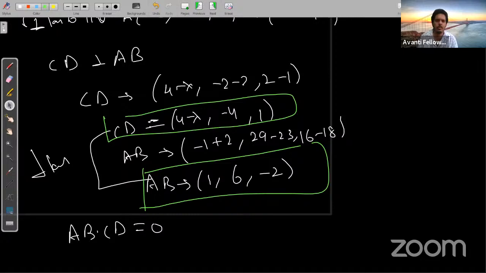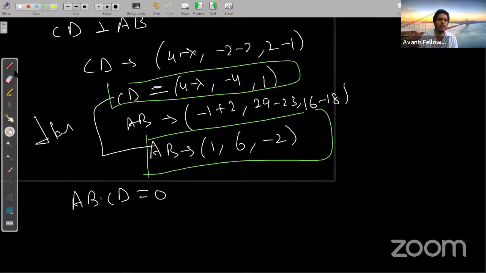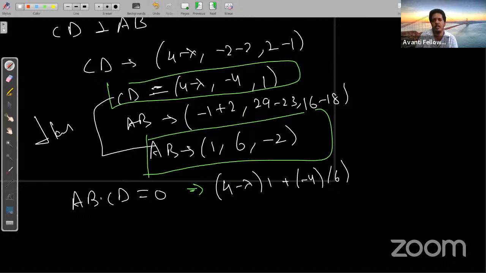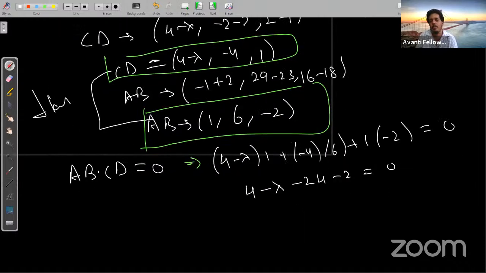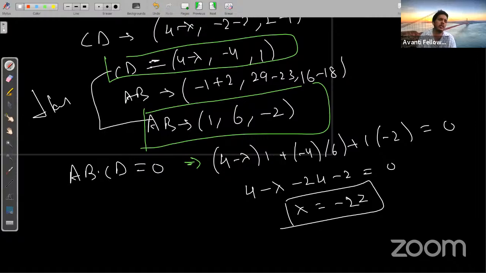Okay, chalo. So what is AB dot CD? That implies 4 minus lambda into 1 plus minus 4 into 6 plus 1 into minus 2 is equal to 0. So we get 4 minus lambda minus 24 minus 2 equals 0. So lambda is equal to minus 22. Yeah, it's correct, Sankalp. Very good. So lambda equals minus 22.